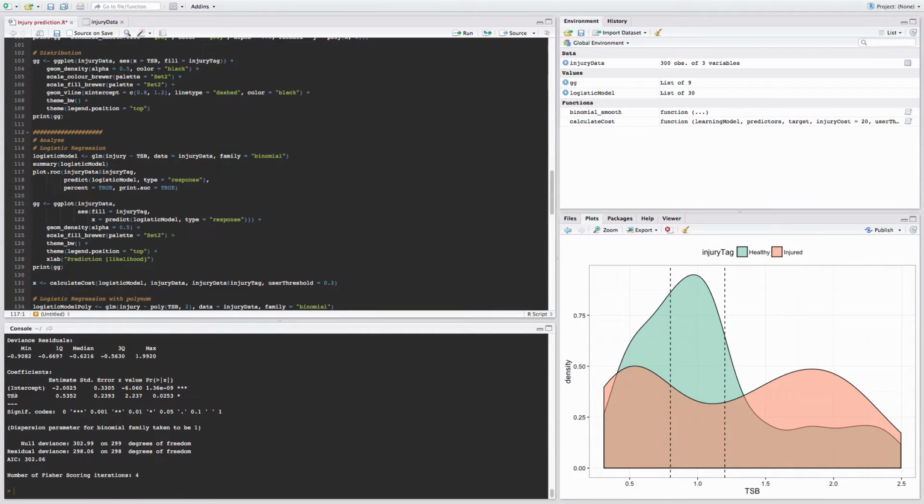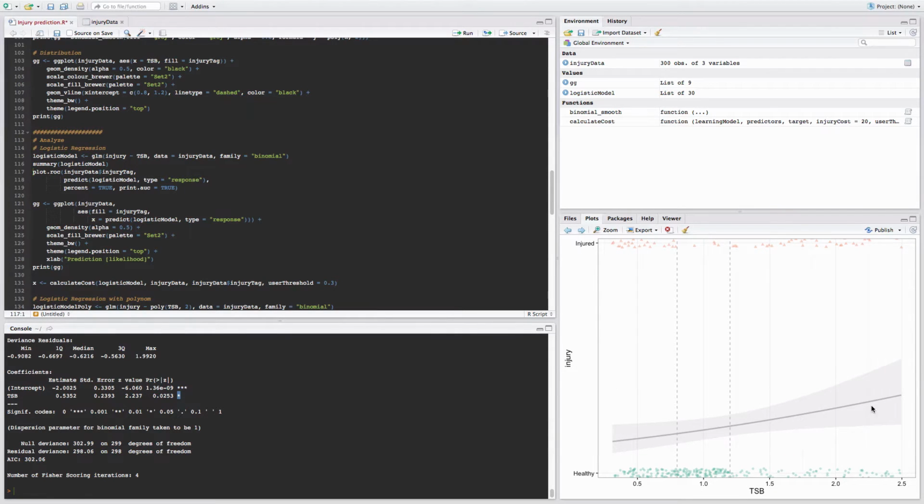So as we can see, what we are looking for are the parameters. And similar to linear regression, in logistic regression we also have an intercept and training stress balance. As we can see, training stress balance is associated with injuries, as can be seen from this picture as well. So it is associated, and it's significantly associated because the slope is bigger than 0. Hopefully that's understandable.